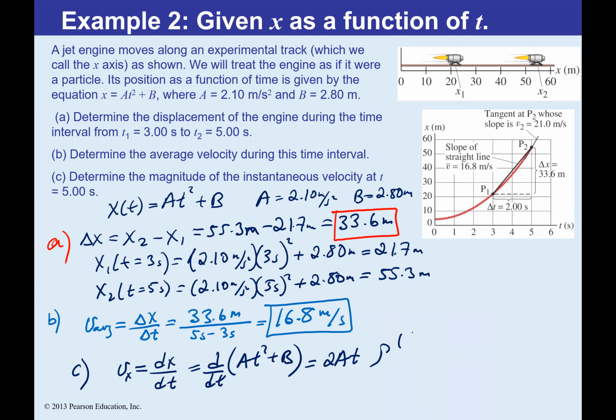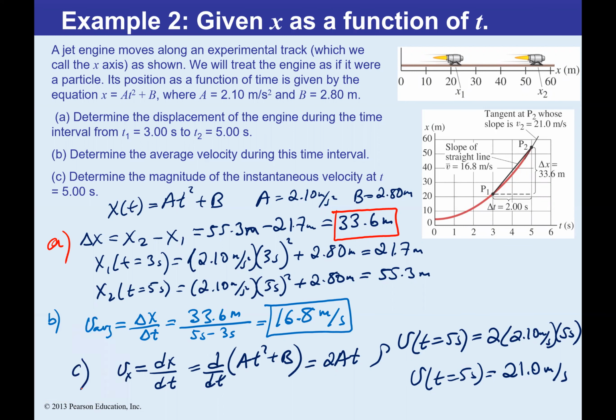Then using this, I can say v when t is equal to 5 seconds is equal to 2 times 2.1 meters per second squared, times 5 seconds, for the time. All right. So if I do that, my velocity at t equals 5 seconds is going to be 21, because 2 times 5 is 10. 10 times 2.1 is 21 meters per second.